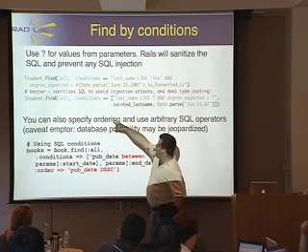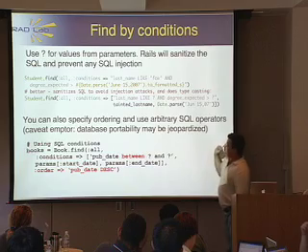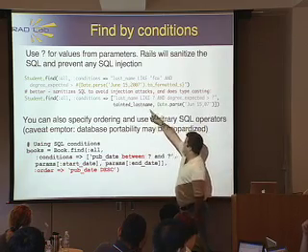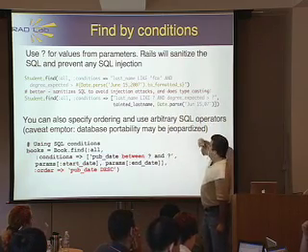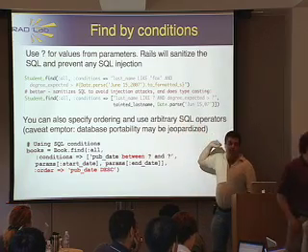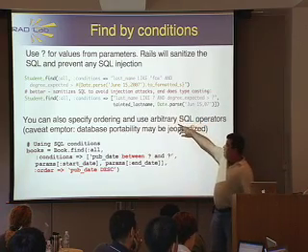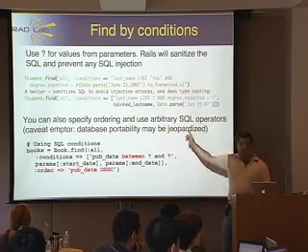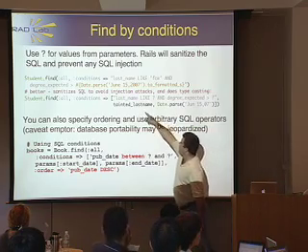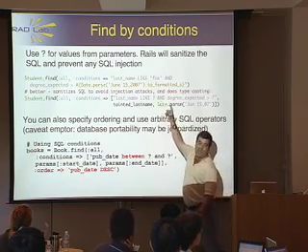I can say find all where conditions is, and now I have an array. The first element of an array is a string with a bunch of question marks in it, and the remaining elements of the array are used to interpolate into that string. Why would you use this method? Because this prevents SQL injection attacks. Basically, all of these arguments are going to be sanitized before they get injected into the string.